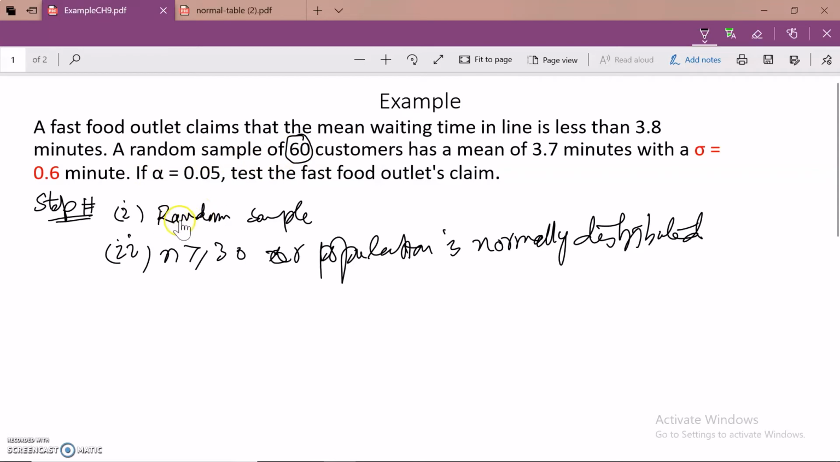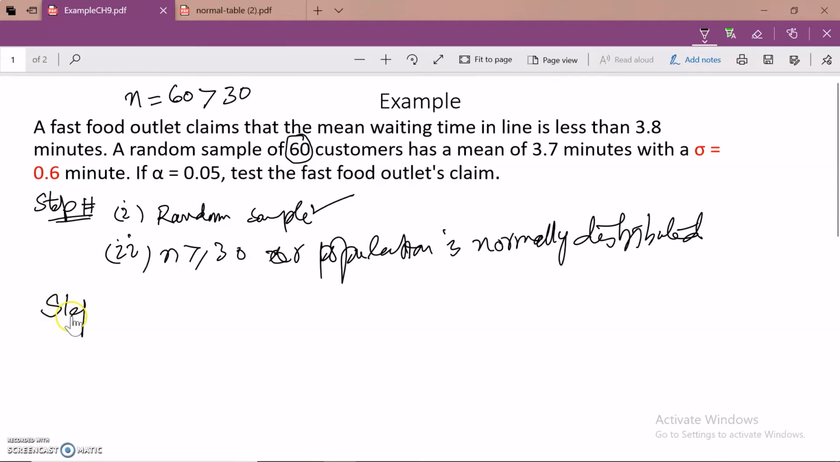So let's see these conditions one by one. Do we have a random sample? Let's check whether these conditions are met or not. First, we have a random sample. Why? Look at that. A random sample of 60. This is the random sample, right? N is greater than 30. Our N is equal to 60, and that is definitely greater than 30. So both the basic conditions are met. So we are good to perform a hypothesis test.